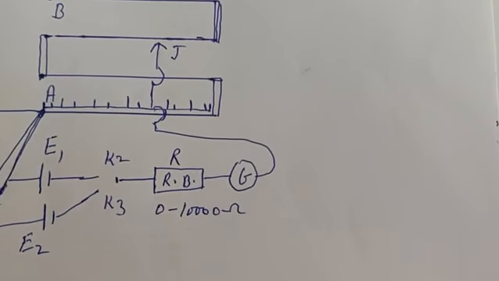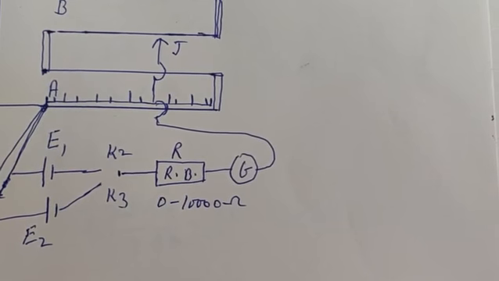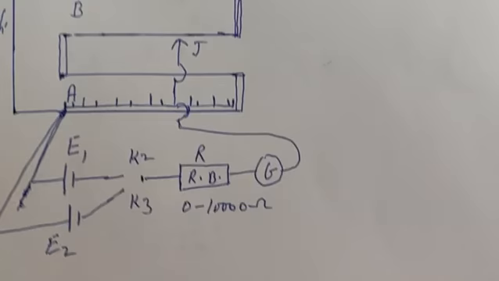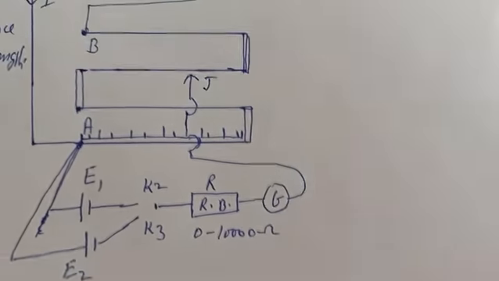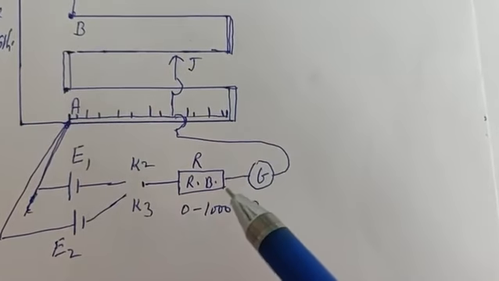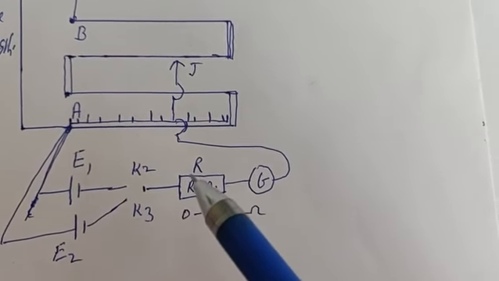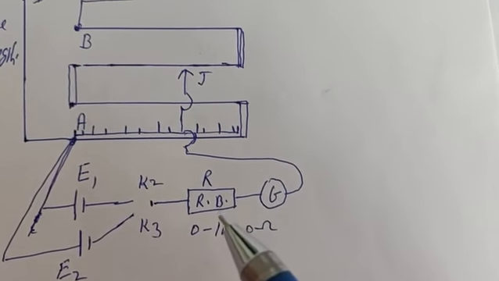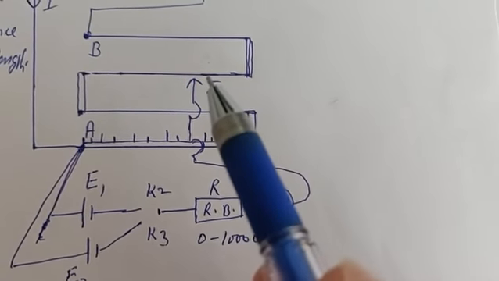The effect of the high resistance box R on the null point. At a null point, no current flows through the circuit. So there will be no role of this resistance R on the null point. That is, whether we increase or decrease this resistance, there will be no effect on the null point.